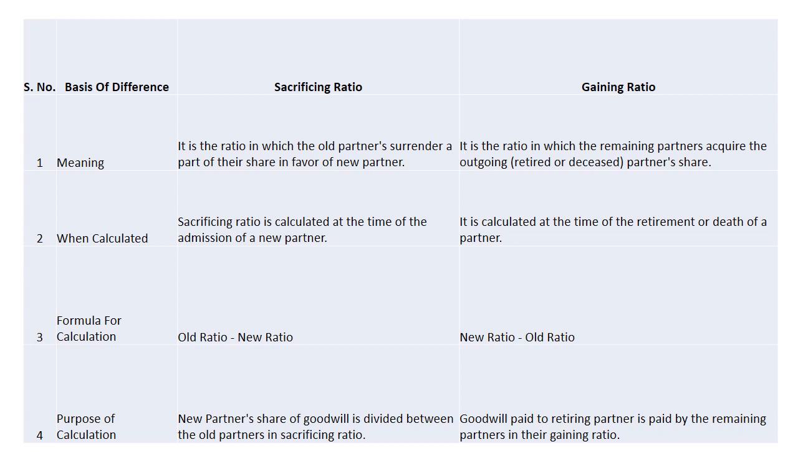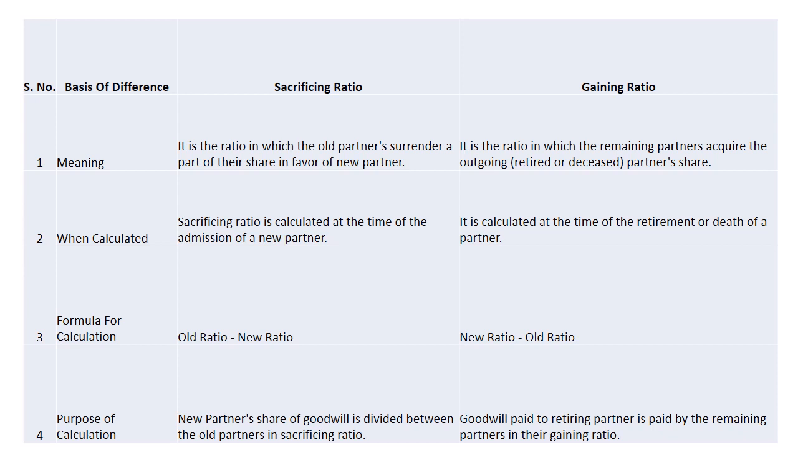Point number 2, when to calculate SR or GR? Sacrificing ratio is calculated at the time of admission of a new partner, and gaining ratio is calculated at the time of retirement or death of a partner. Point number 3, formula for the calculation, either SR or GR. Sacrificing ratio is old ratio minus new ratio, and gaining ratio is calculated by subtracting the old ratio from the new one.